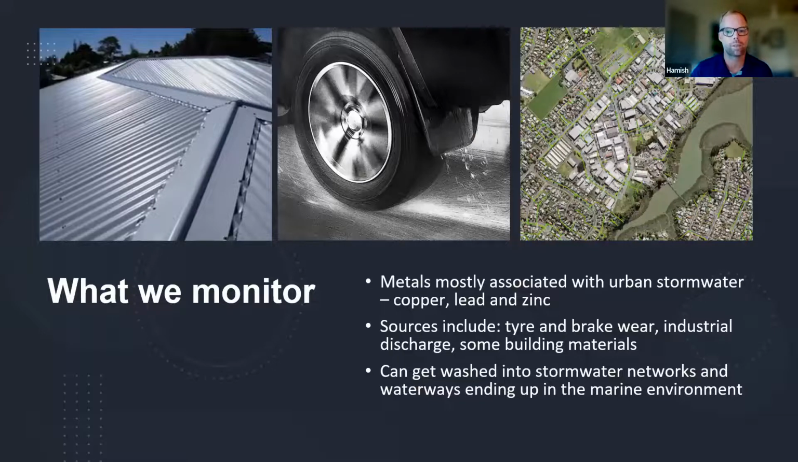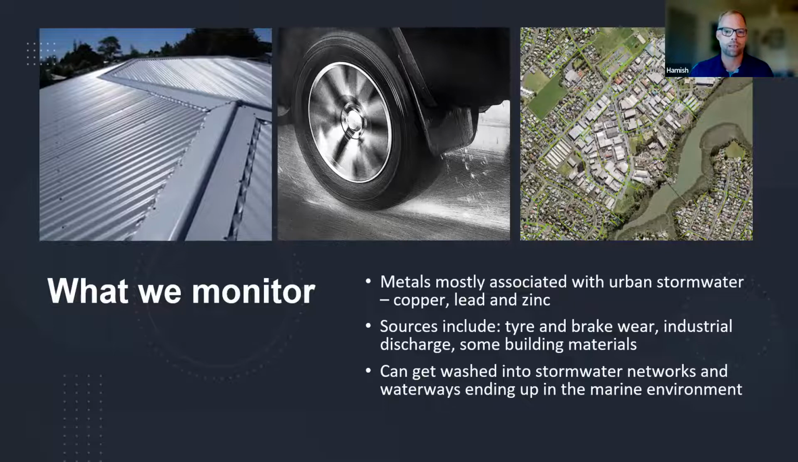So first of all, what is it that we're monitoring? You've heard a bit today about emerging contaminants in the environment. Other contaminants that we've been monitoring since the late 90s are levels of trace metals, mainly copper, lead, and zinc. These metals can come from a range of different activities and land uses. They can come from vehicle tire and brake wear as we drive around, from industrial waste and discharge, and from some construction and building materials as they break down over time.